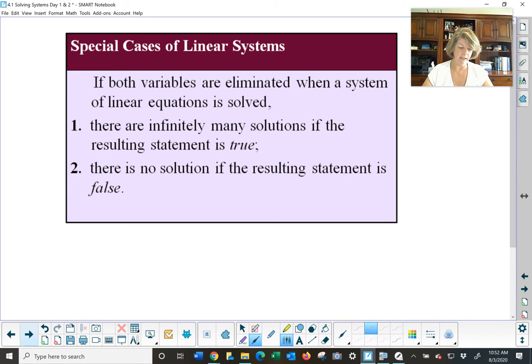Special cases of linear systems: if both variables eliminate when a system of equations is solved, there are infinitely many solutions if the resulting statement is true. But if that resulting statement is false, like in our last example, there are no solutions.